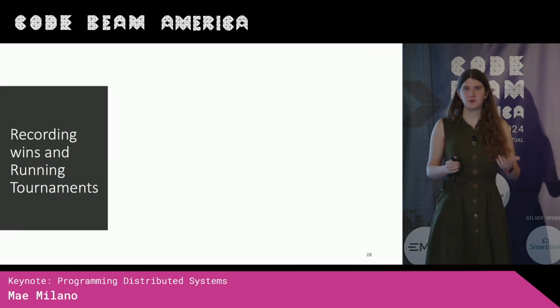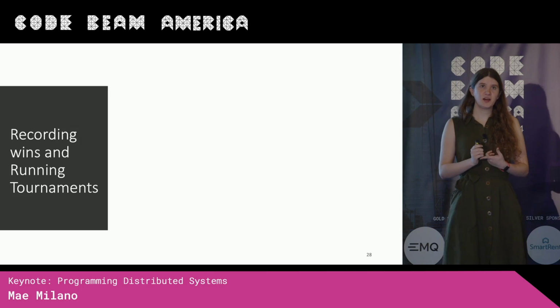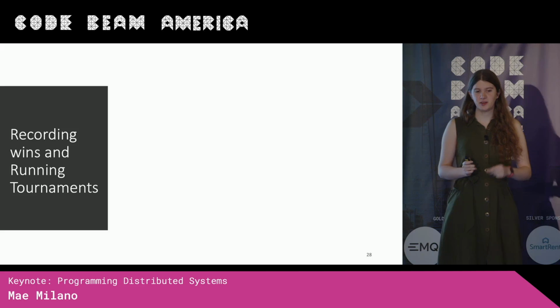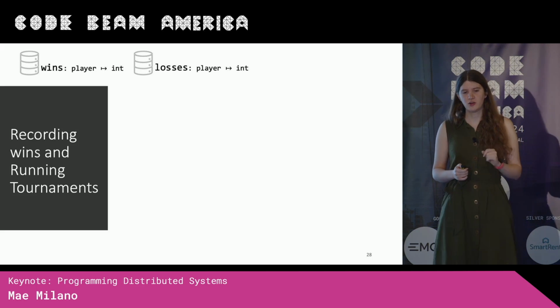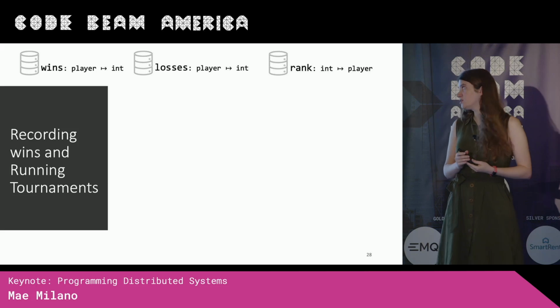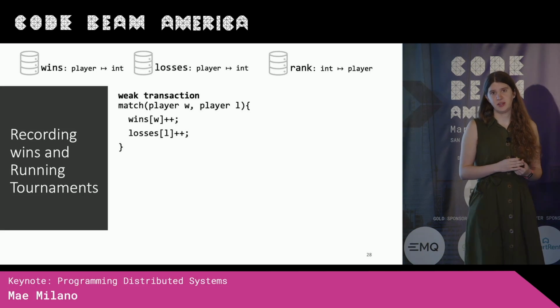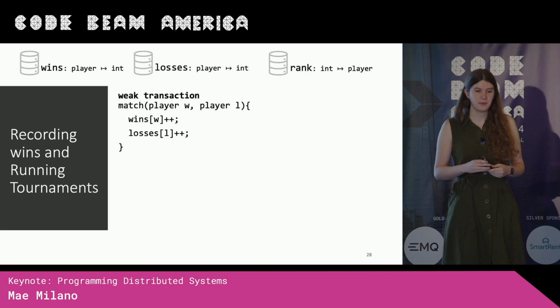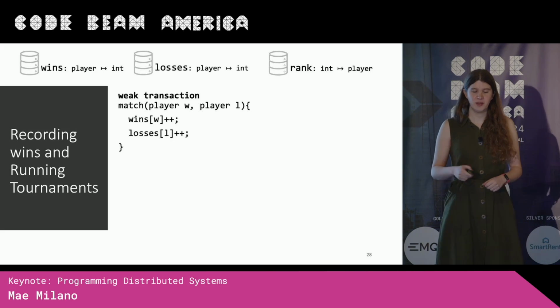All right, let's see how mixed-D works in the context of our example. So we were going to record wins and losses and have a ranking of the best players, which means we were going to want some tables. A table to store our wins, to store our losses, and to store the rank of our players. We're also going to want some transactions that manipulate the data in these tables. For example, this match transaction takes 2 players, records that one of them has won and one of them has lost.